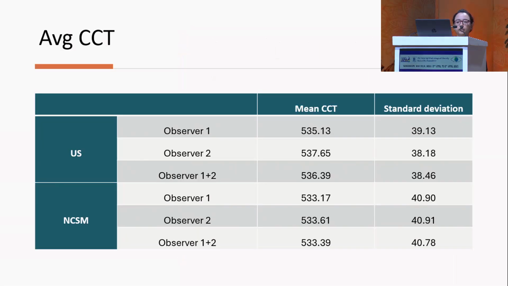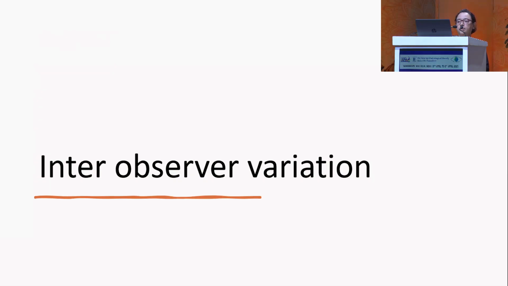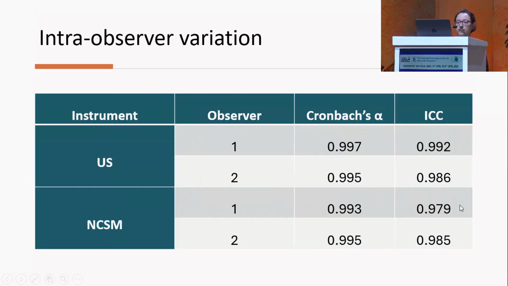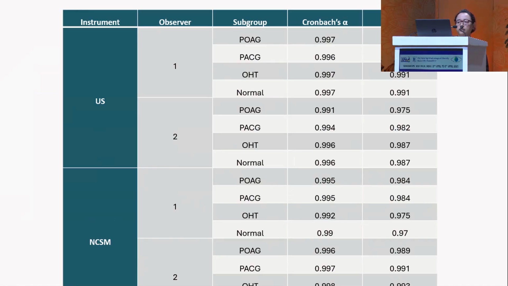correlation. So here, as we can see, the average CCT is consistently lower with the non-contact specular microscope. And for inter-observer variation, for both observer 1 and observer 2, all the levels are quite high in both Cronbach's alpha and ICC. And even for intra-observer variation, for the total data, we also see all higher values, and even after dividing them into groups.